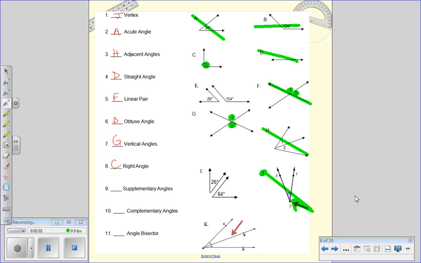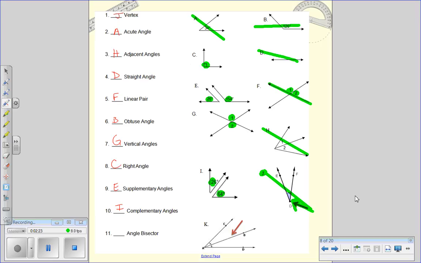Supplementary angles are angles that add up to be 180 degrees. If I add 26 and 154, this gives me 180, so that is E. Complementary angles should add up to be 90 degrees. 26 plus 64 does equal 90, and so that is I.